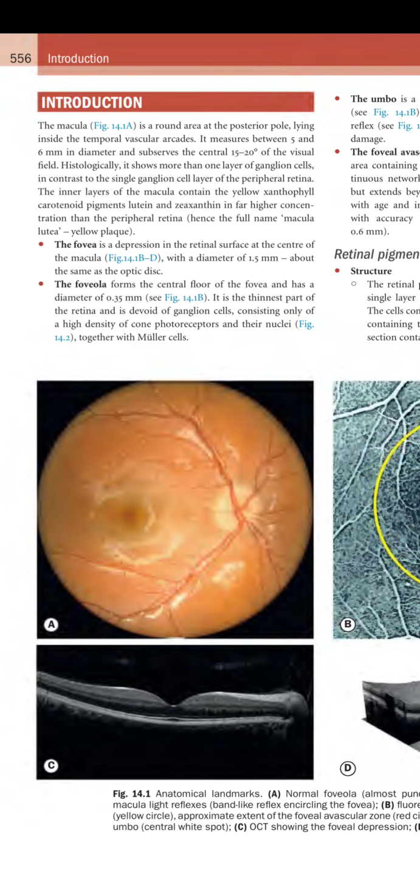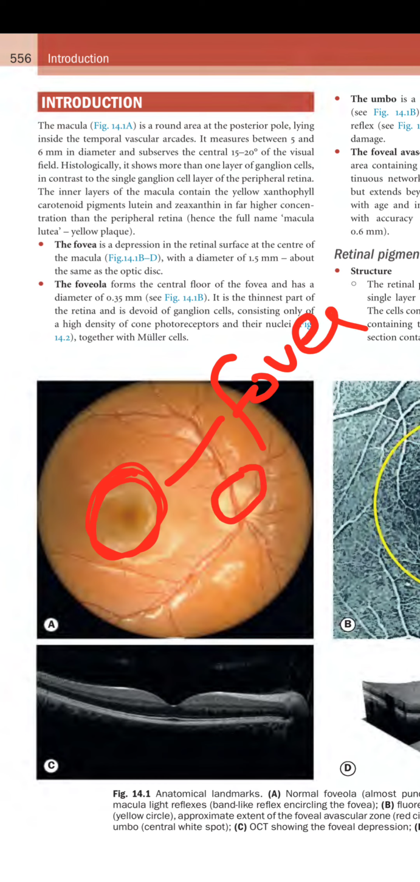The fovea is the depression in the retinal surface at the center of the macula, with a diameter of about 1.5 millimeters, about the same as the optic disc. So basically the fovea is in the center of the macula, and it is almost the same size as the disc.